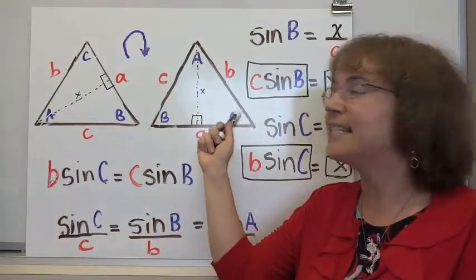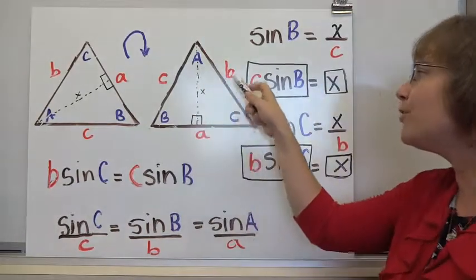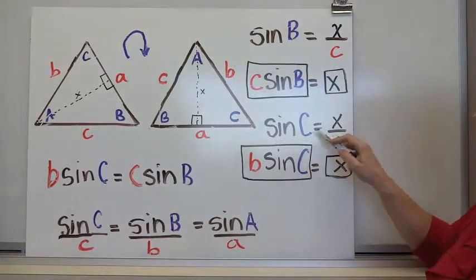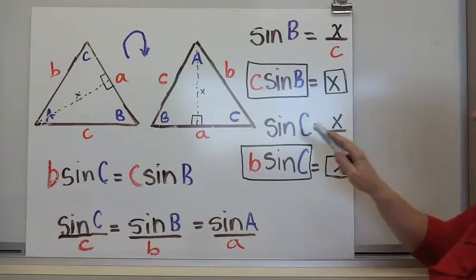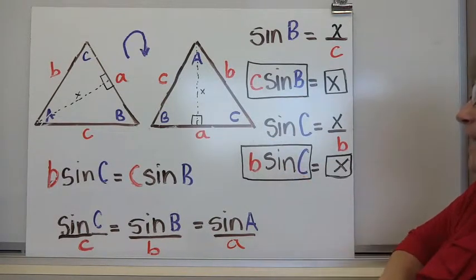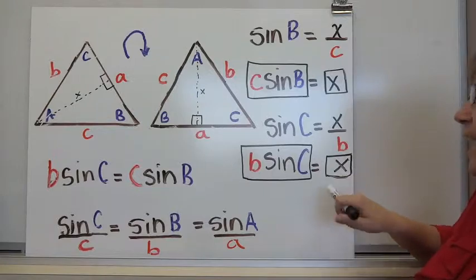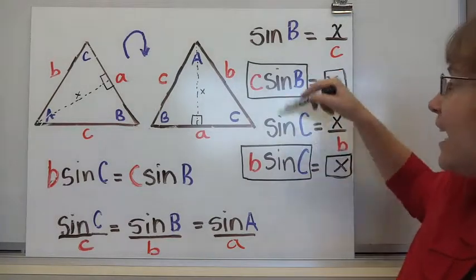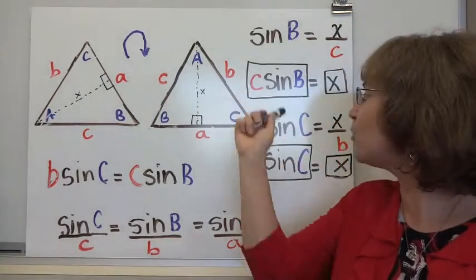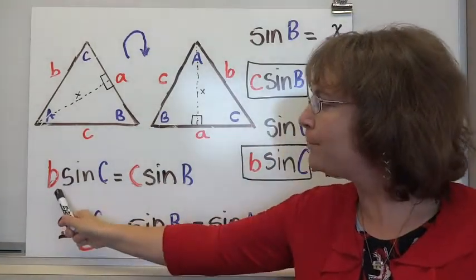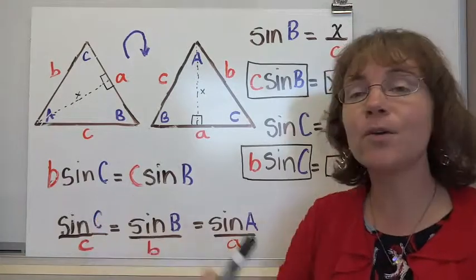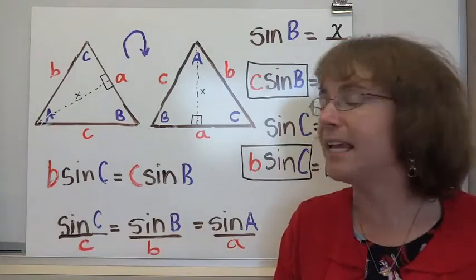I'm going to do the same thing with C. So the sine of C is the opposite, which is x, over the hypotenuse. So sine of C equals x over b. I'm going to solve for x, multiply both sides by b, and I have b times the sine of C equaling x. Now again, I have two values that equal x, so I can set them equal to each other.